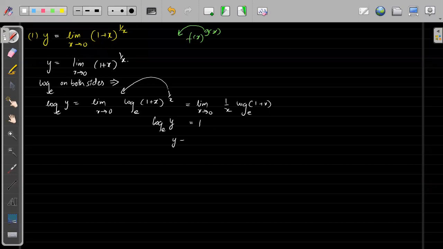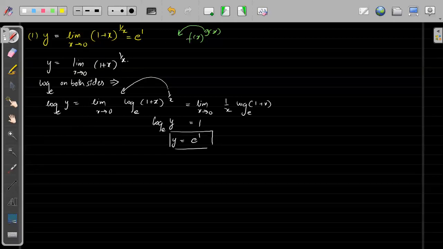So now that means y is equal to e to the power 1. Fine. So that means this limit is equal to e to the power 1. This is the first standard form. Okay, so just copy this one. If you're not done, just copy this one.